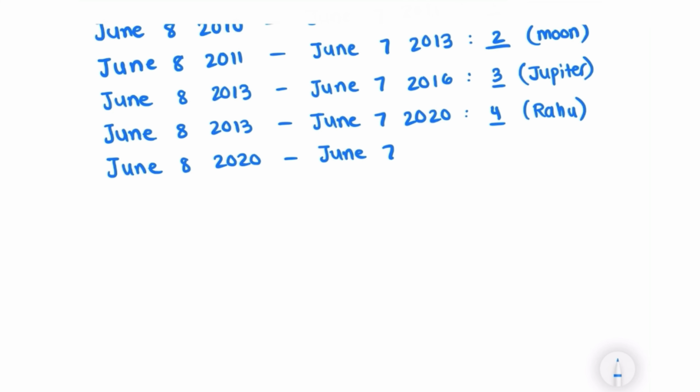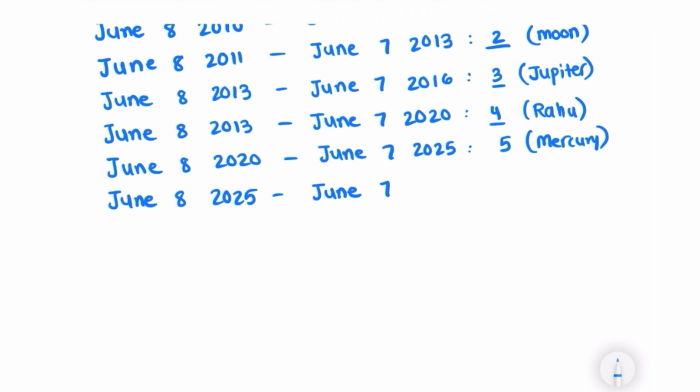So right now, when I'm making this video, we are in 2022, right? So right now, if you were to look, this person is in which Mahadasha? If you guessed Mercury, then you're right. Okay, so June 8th, 2025 to June 7, 2031, this person will have Venus Dasha, which is number 6. And you just continue. After you reach 9, you go back to 1, okay?